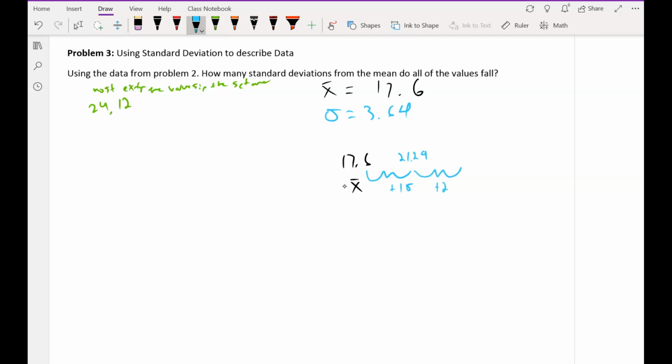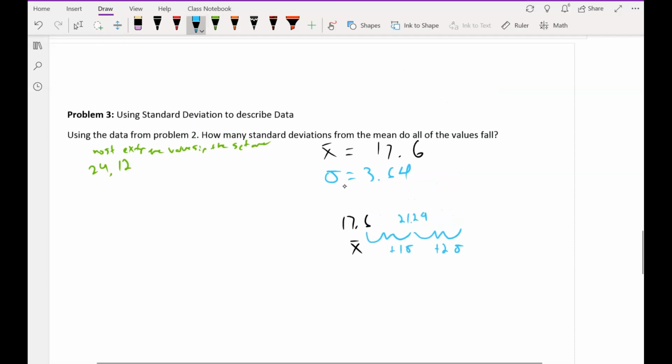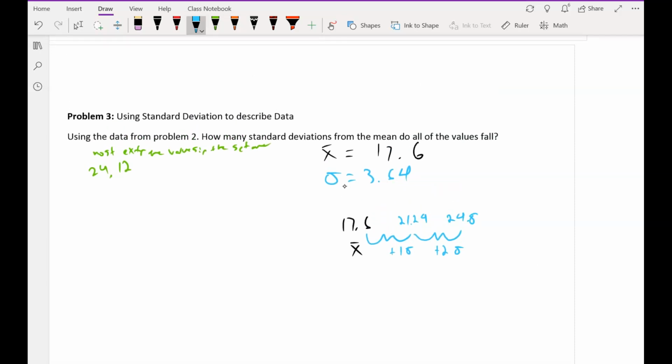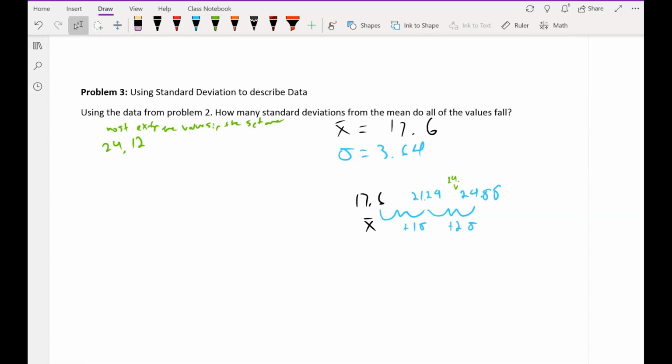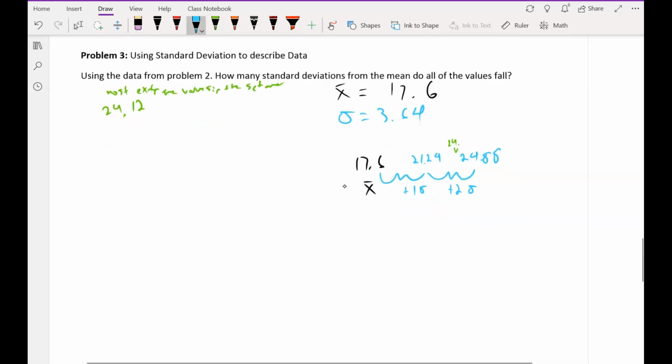Okay, we're plus 2 standard deviations to the right of that mean, and that puts us at 21.24 plus 3.64, which gives us 24.88. We know that our highest extreme value, 24, is going to be within that. So it's within 2 standard deviations to the right. What about to the left? If we go minus 1 standard deviation to the left, we're at 17.6 minus 3.64, which gives us 13.96. We're still not quite there.